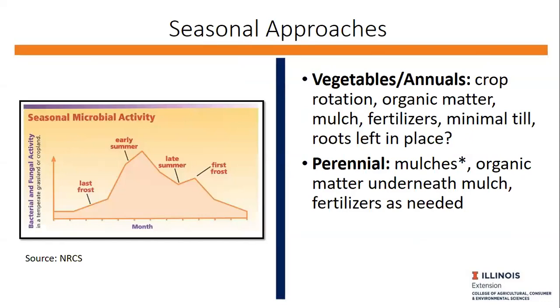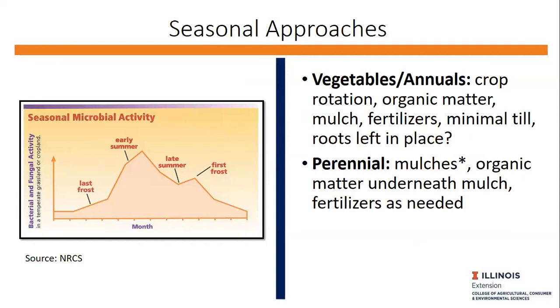So, some seasonal approaches for vegetables and annuals. I think you need to look towards crop rotation, factor in organic matter, look towards mulches if it makes sense for your growing situation. Even think about some minimal tilling. What are some things that you could do to not do as much tilling where you're growing?